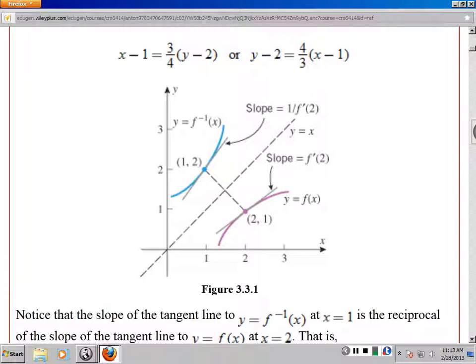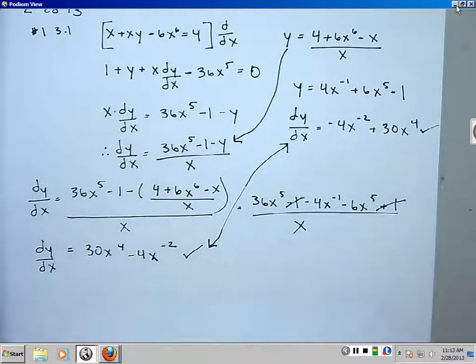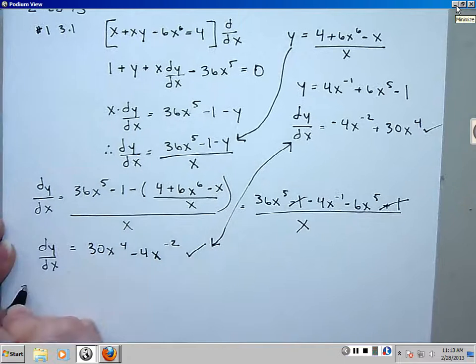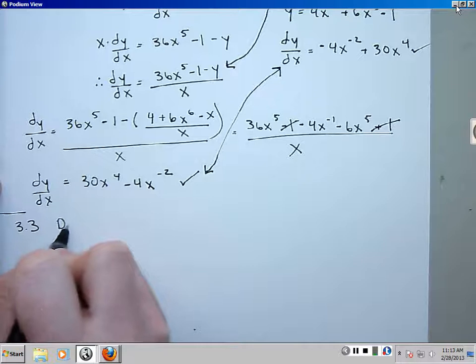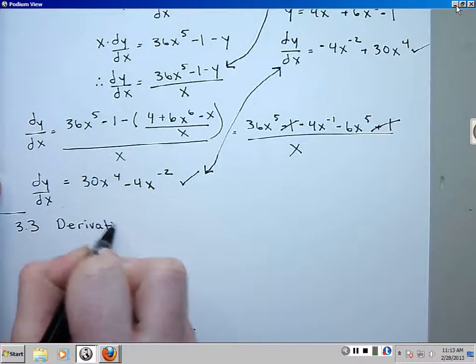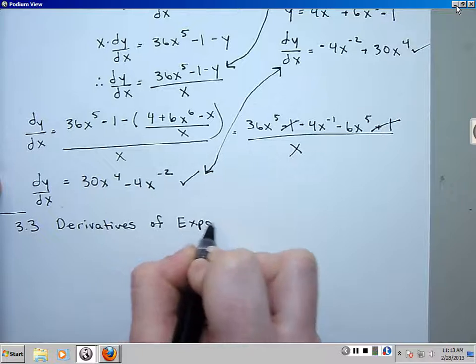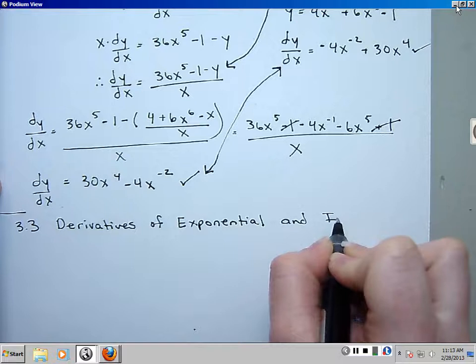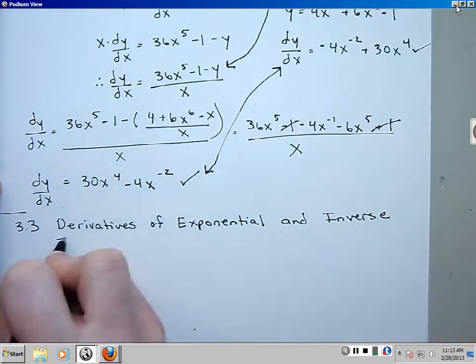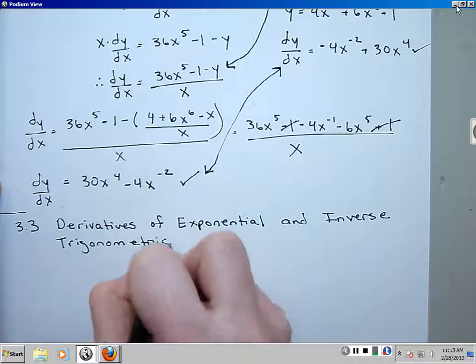And I'll actually go over this example, and I'll show you it. So it's 3.3. So we're going to find the derivatives of exponential and inverse trigonometric functions.